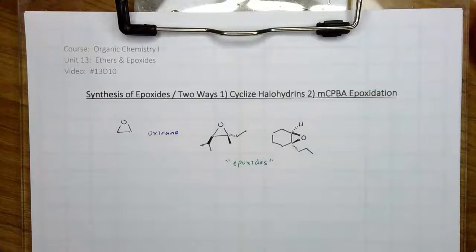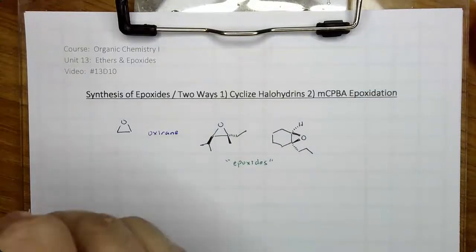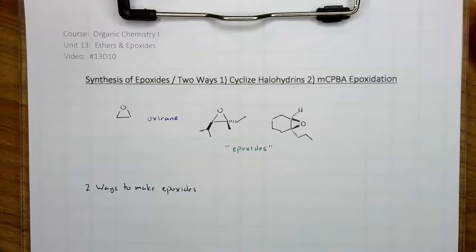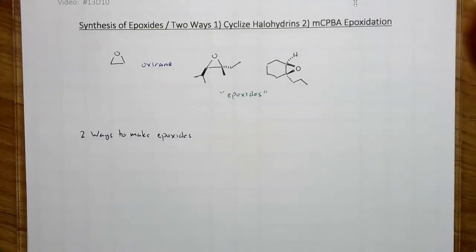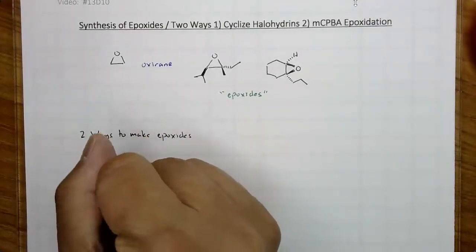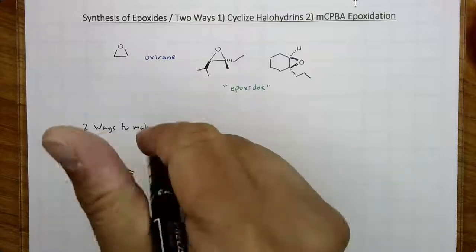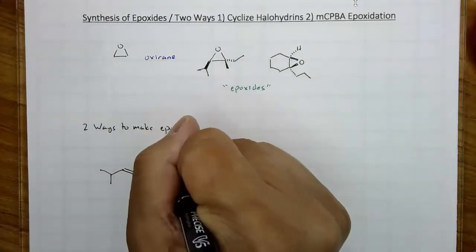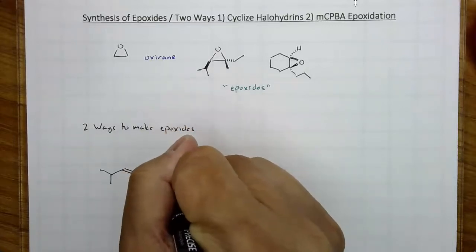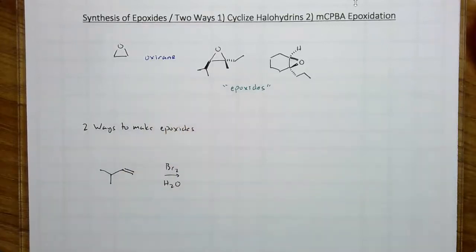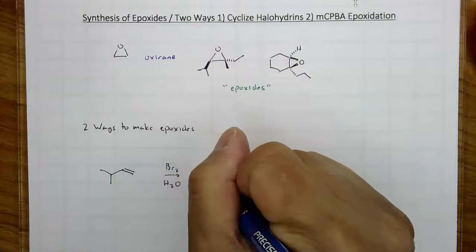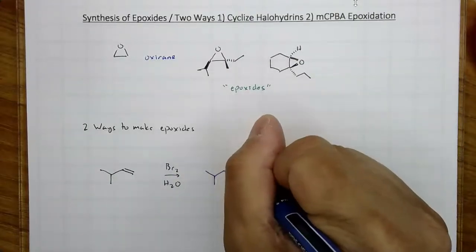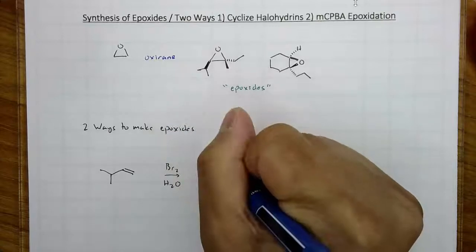How do we make epoxides? There are two ways. The first way is via a halohydrin. So let's say we have this alkene, and we do a halohydrin reaction, a reaction that you've all seen already. And we get this. The Br goes here, and the OH goes here.